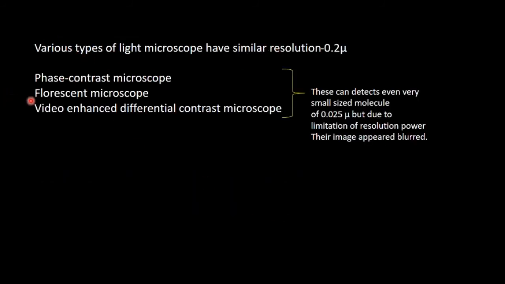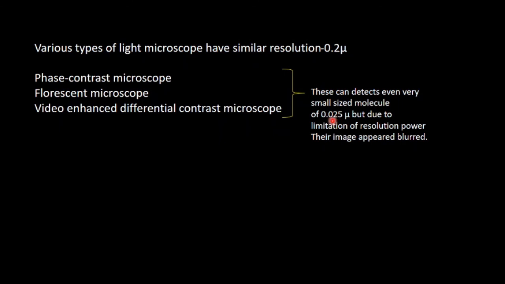There are different types of light microscope: phase contrast microscope, fluorescence microscope, video enhanced differential interference contrast microscope. All these microscopes show a resolution power of 0.2 micrometer. Now there is a term, resolution versus detection. For example, video enhanced differential interference contrast microscopy and fluorescence microscopy can visualize very small structures such as cytoskeletal proteins with a diameter of only about 0.02 micrometer.